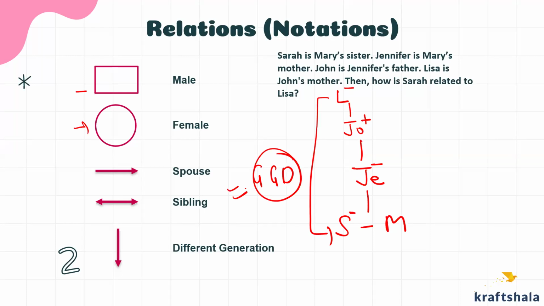Also, one more thing you have to observe here. How is Sarah related to Lisa? Answer is great granddaughter. How is Lisa related to Sarah? Great grandmother. So people make this mistake as well. When it asks how is Sarah related, it asks for Sarah's relation, so it becomes great granddaughter.